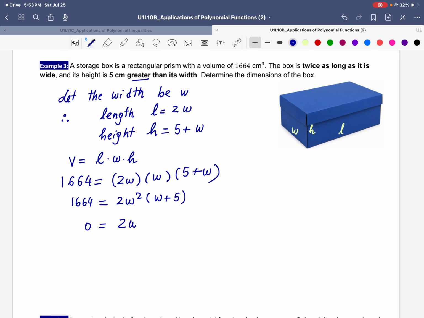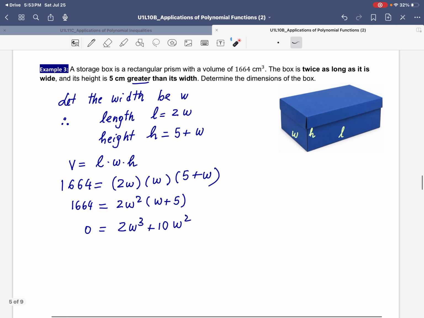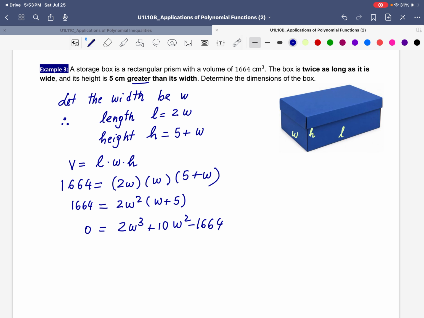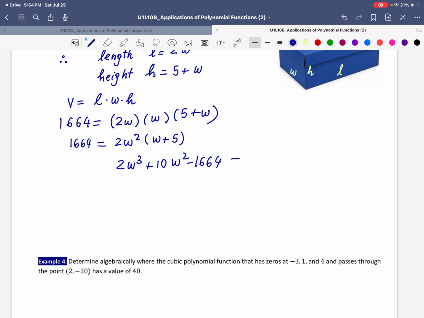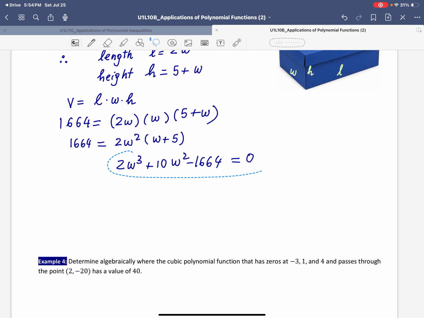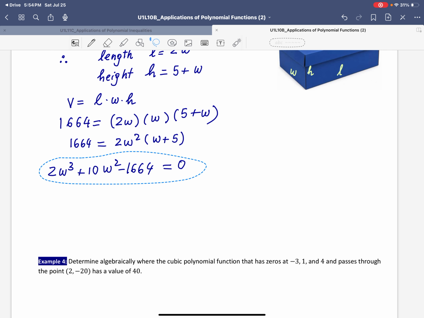So we have 2W cubed plus 10W squared. Remember where they come from. And then 1664 is coming to the other side. And again, as we mentioned, it always feels better to have the variables on one side and 0 on the other. So let's keep our tradition.